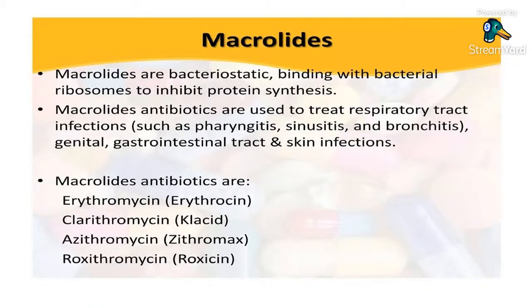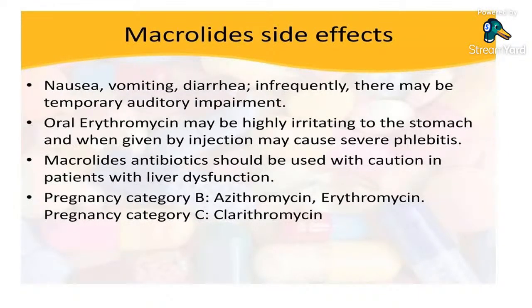Macrolides. Macrolides are bacteriostatic, binding with a bacterial ribosome to inhibit protein synthesis. Macrolide antibiotics are used to treat respiratory tract infections such as pharyngitis, sinusitis, and bronchitis, as well as gastrointestinal tract and skin infections. Macrolide antibiotics are erythromycin, clarithromycin, azithromycin, and lexithromycin.